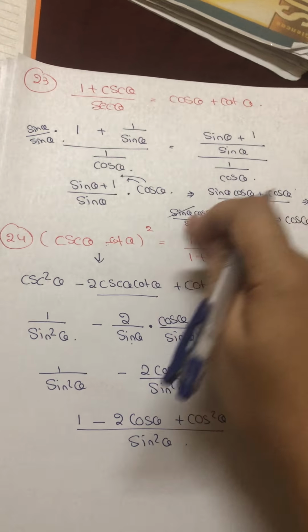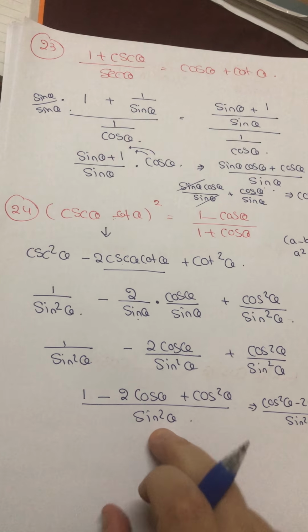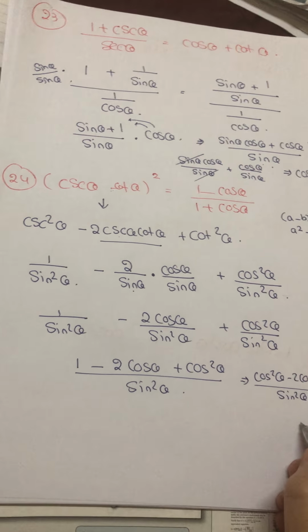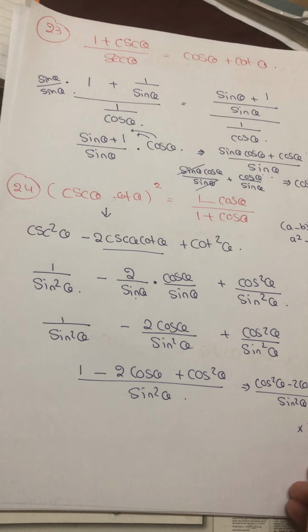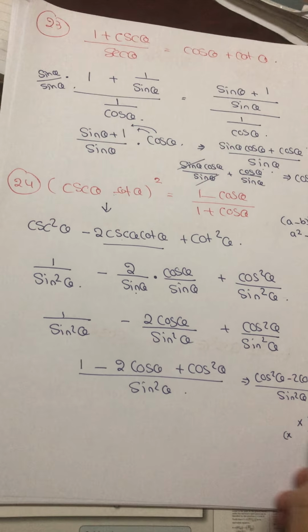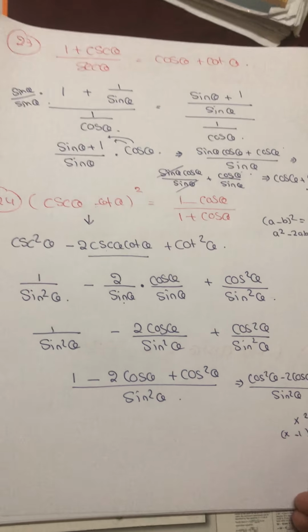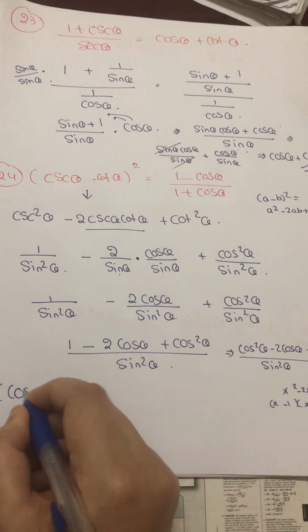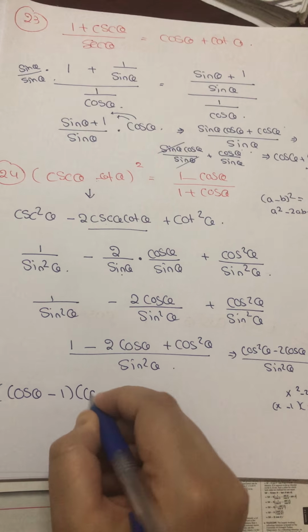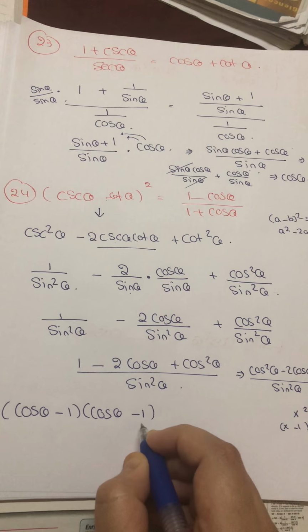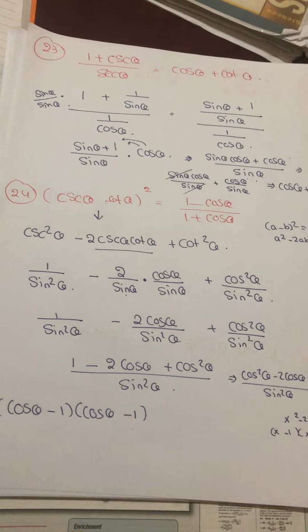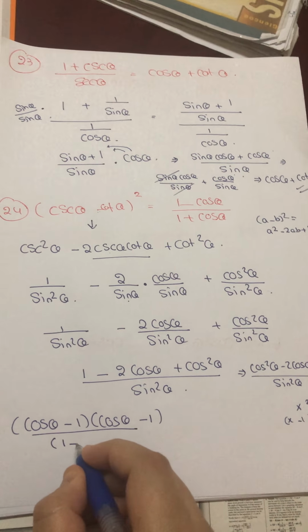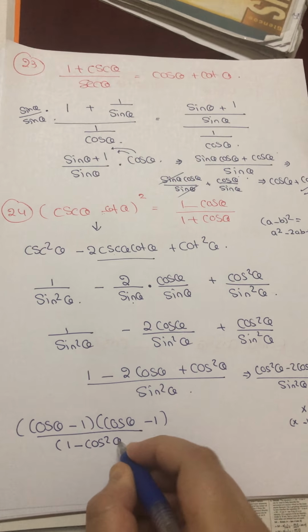My answer is full of cosines, so I think I'm going to need to change this to 1 minus cosine squared theta. This is the same as x squared minus 2x plus 1. Its factoring is (x minus 1)(x minus 1). But my x here is cosine theta. So I have a cosine theta minus 1 and a cosine theta minus 1, right? All over sine squared theta, which is 1 minus cosine squared theta.